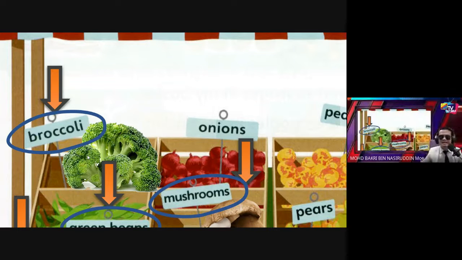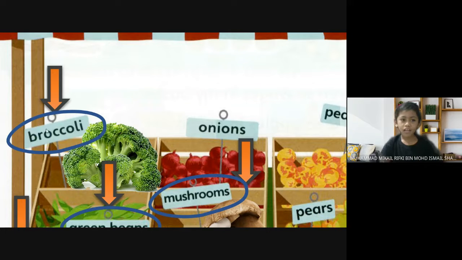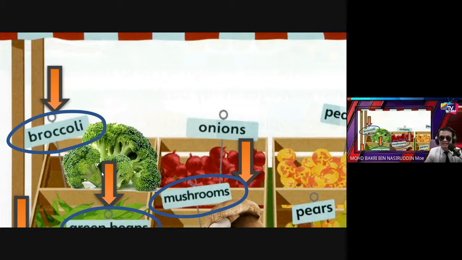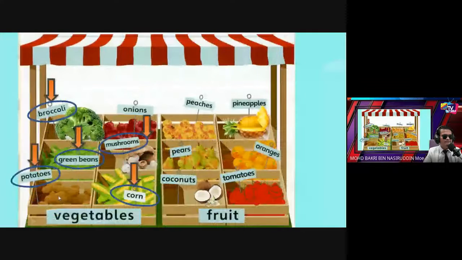Bahasa Inggeris ni dia lain daripada bahasa Melayu. Kalau bahasa Melayu broccoli kan. Tapi bahasa Inggeris ni sebab tu kita belajar fonik. Contoh broccoli, C ni bunyi macam k. Sebab tu kita sebut broccoli. Kan kita selalu cakap C is for cat, cat. So, dalam broccoli ni, C ni bunyi dia macam huruf K. Okay? Broccoli. B-R-O-C-C-O-L-I. Broccoli. Okay, now let's move on to the next vegetable.